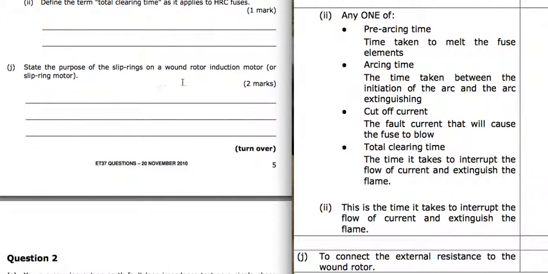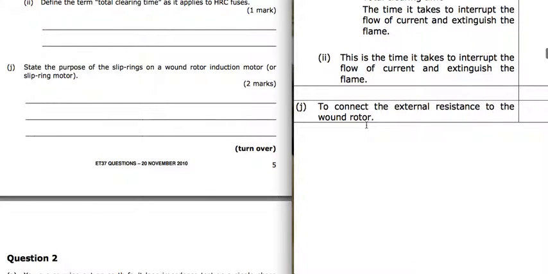What's the purpose of slip rings on a wound rotor induction motor or slip ring motor? They connect the external resistance to the windings of the motor. So the windings will go to the slip rings, and the slip rings will go to the external resistance.